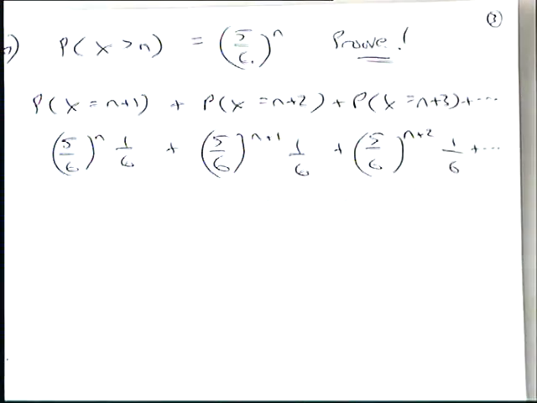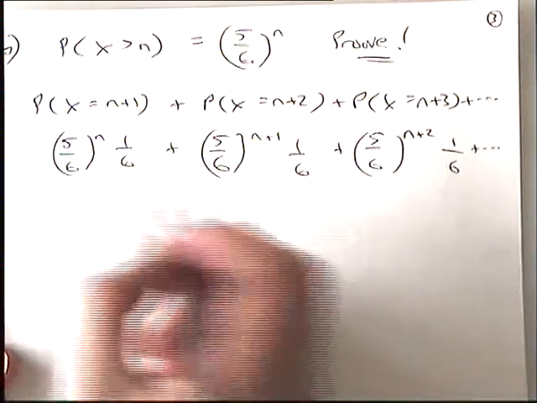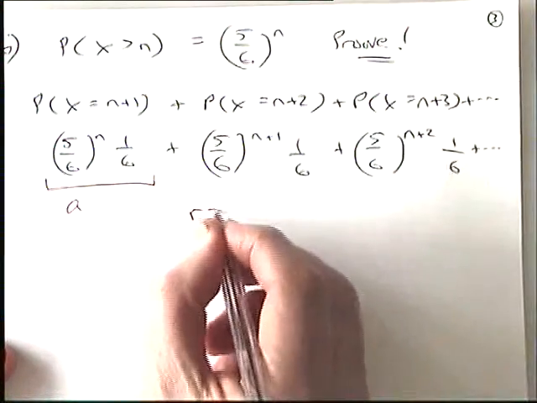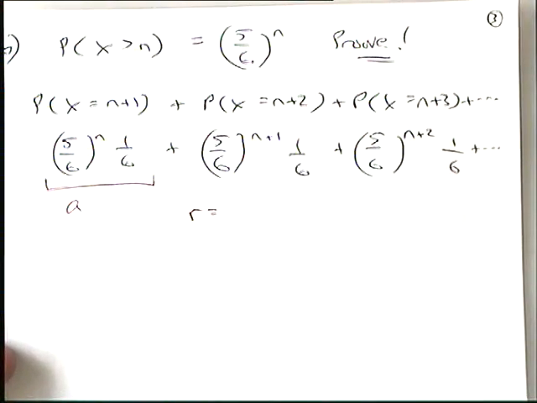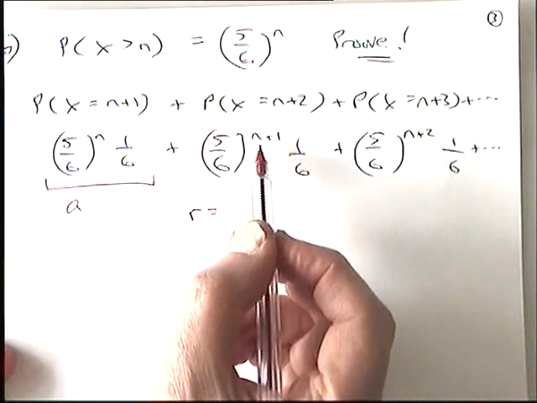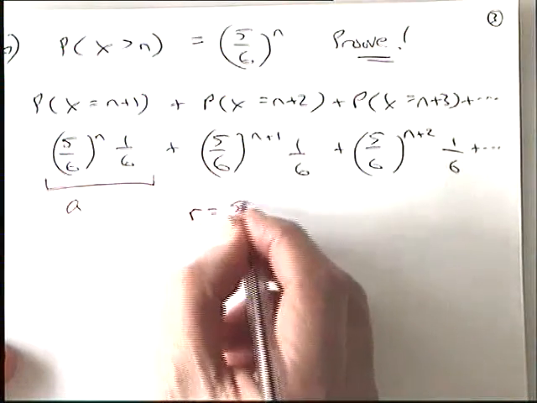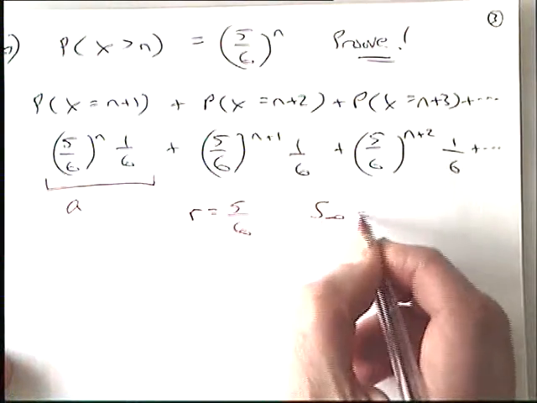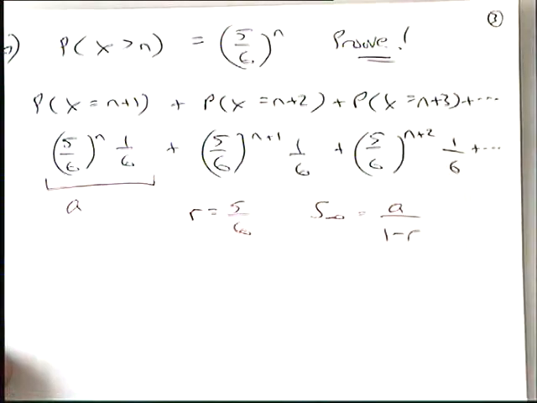So this is an example of a, anybody? Infinite sum to infinity. Yep, that's right. So there is your first term. And r is 5/6, what the n is the power of. So the r is that, a is that, and we have a sum to infinity, and we said before that's a over 1 minus r.